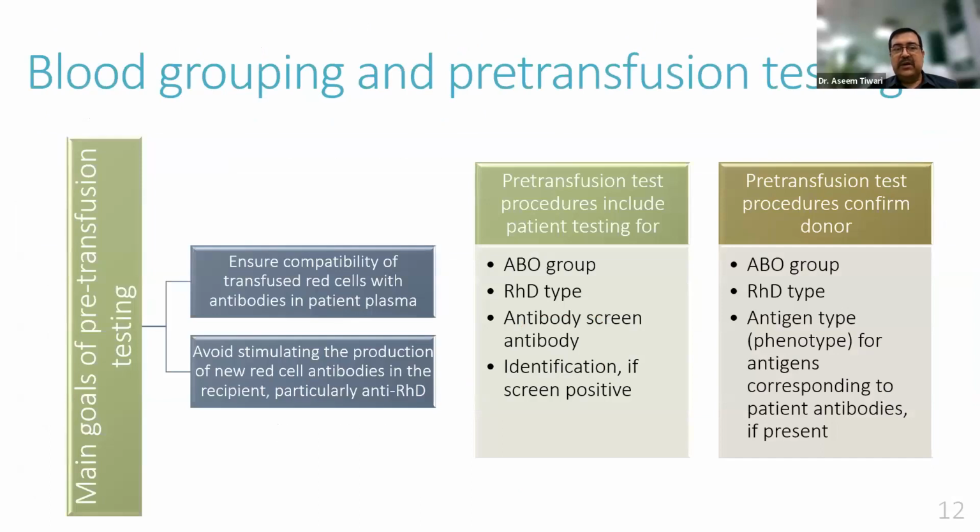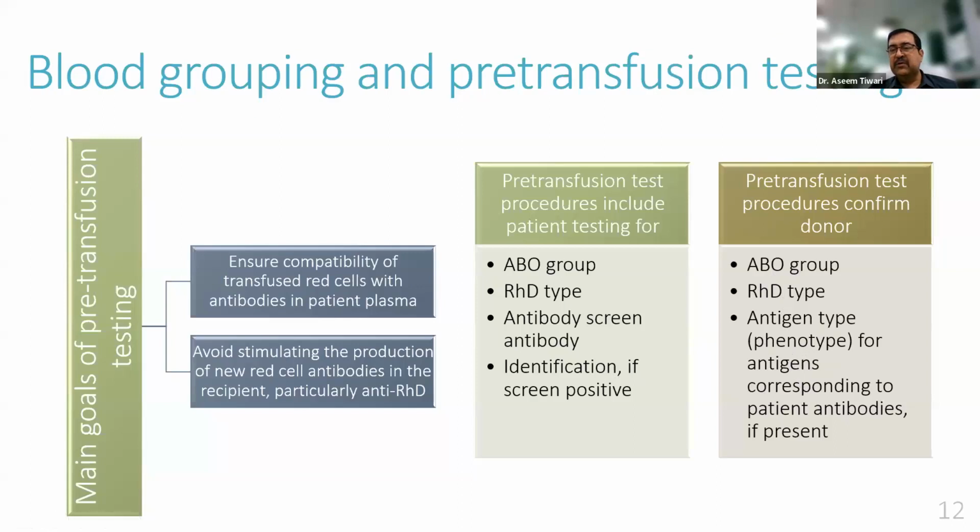Now, the compatibility testing which happens in a hospital includes 2 important parts. One part is what tests are done on the patient, and the second is what tests are done on the blood unit, and they have to tally with each other. In the patient, it has to be ABO grouping, RH grouping, antibody screen, and if the antibody screen is positive, then identification of that particular antibody. The compatible unit also has to have a group which is either identical or compatible, and the RHD type. And if the antibody is positive, then the unit also needs to be negative for the corresponding antigen.